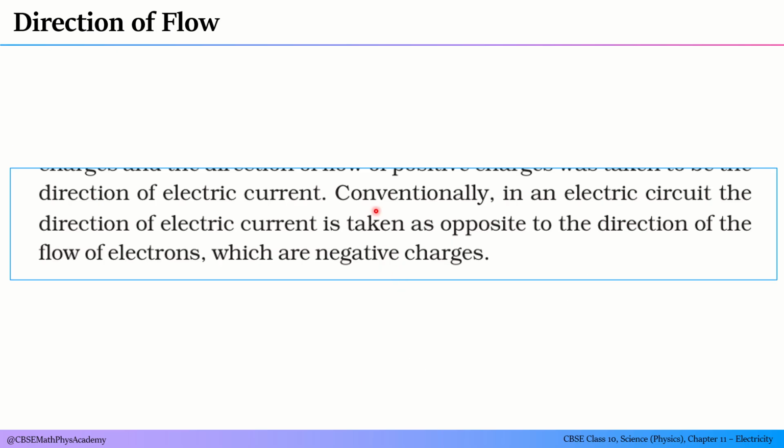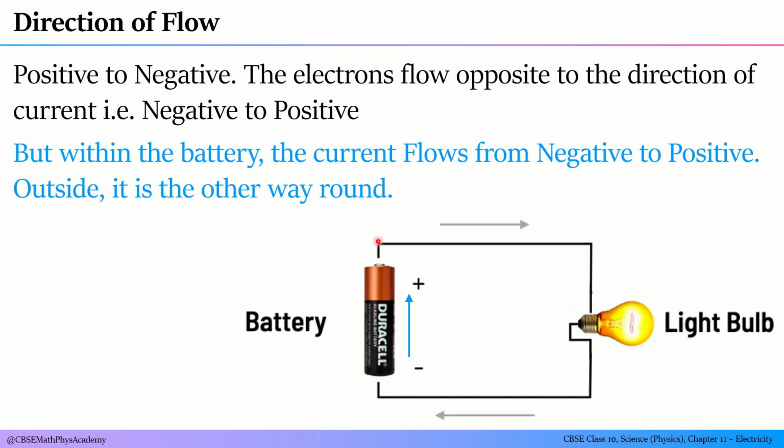That's exactly what is said in the last paragraph of the first page of your electricity chapter. Conventionally, in an electric circuit, the direction of electric current is taken as opposite to the direction of flow of electrons, which are negative charges. So get this idea well, because in every circuit diagram you draw, this arrow mark is a must, from the positive to the negative direction.